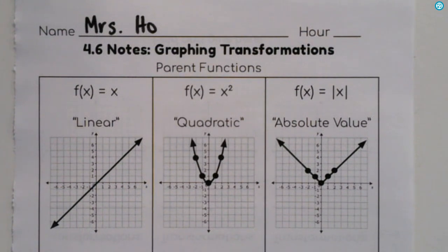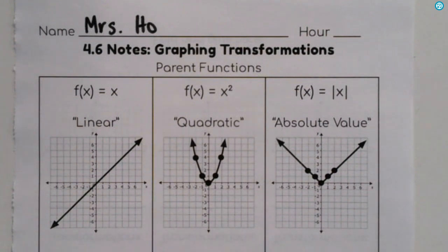I labeled them back in 4.4 just so you could see them, and then we've been using this shape in 4.5 as well. Our three functions are a linear function, which is a straight line, a quadratic function, which is U-shaped, and an absolute value function, which is V-shaped. Linear functions are just a straight line, so all the points go in a straight line.